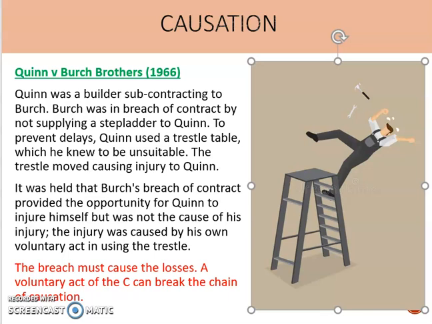It was held that Birch's breach of contract provided the opportunity for Quinn to injure himself, but was not the cause of his injury. The court said that the injury was caused by Quinn's own voluntary act in using the trestle. So the principle is that the breach of contract must cause the losses. A voluntary act of the claimant can break the chain of causation. So this is similar in a way to victim's own act when we've looked at causation in criminal law, that really Quinn was daft in using this trestle table, so he's broken the chain of causation. Obviously, we don't want to bring criminal cases into contract law, but that's just so you understand what's happened here.